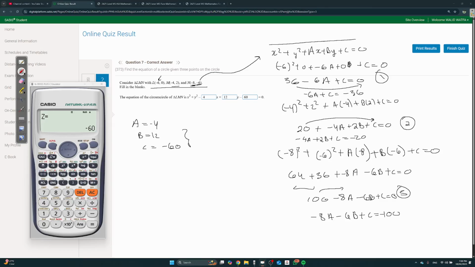So over here, in your equation for the circle, you're going to write x squared plus y squared plus ax, so a is minus 4, so minus 4x, plus by, b is 12, so plus 12y, plus c, which is minus 60, equals 0. And this is the answer.